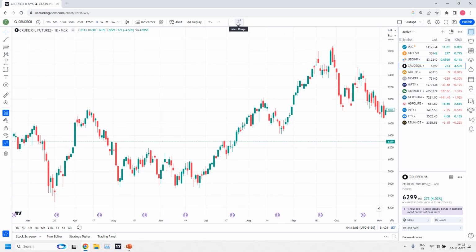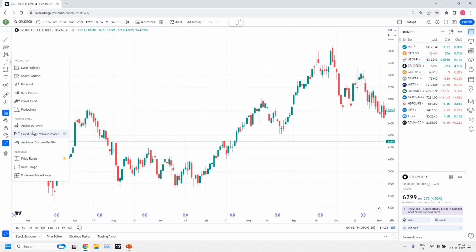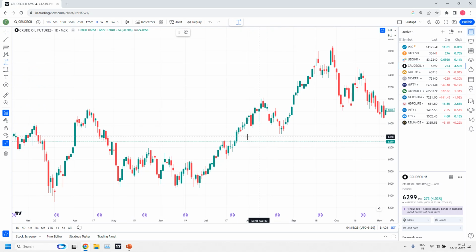We already have a shortcut for drawing the zones. Or another option is you go to this menu here, first, second, third, fourth, fifth. The fifth one, you just click. There you can find a price range. This is what we discussed earlier. So click on this and then we can draw the zone. So we have a demand zone.